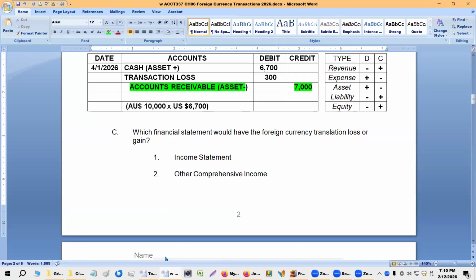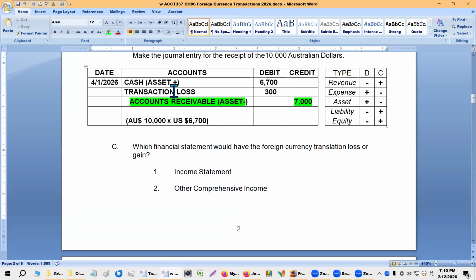Oh, I gotta hear the translation loss. Maybe I'm wrong. I'm gonna say I'm wrong. I'm gonna go with what I have in my notes here.